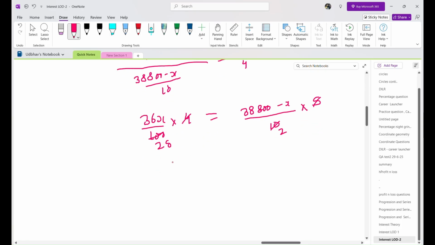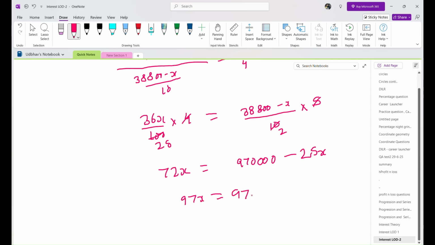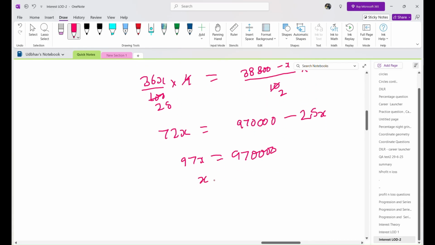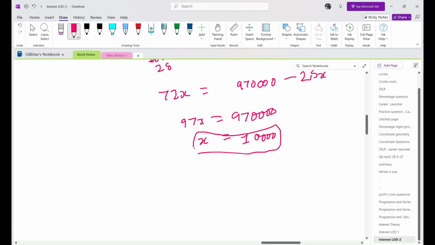So from here what do we get? 72x equals 38800 into 25, 9,70,000 minus 25x. You can bring 25x here. 25 plus 72 will be 97x equals 97 lakh. So x equals 10,000. So x comes out to be 10,000.